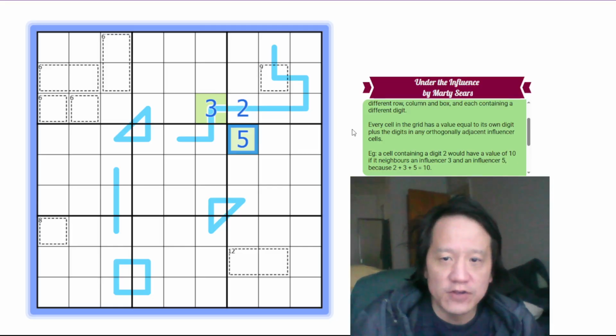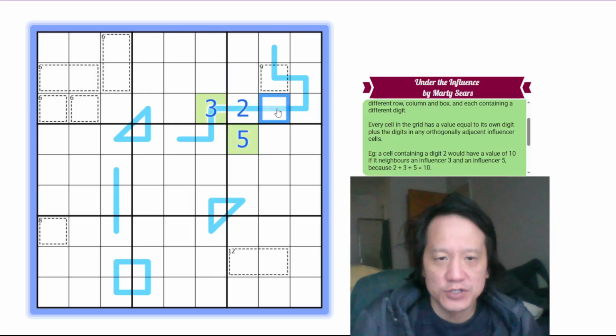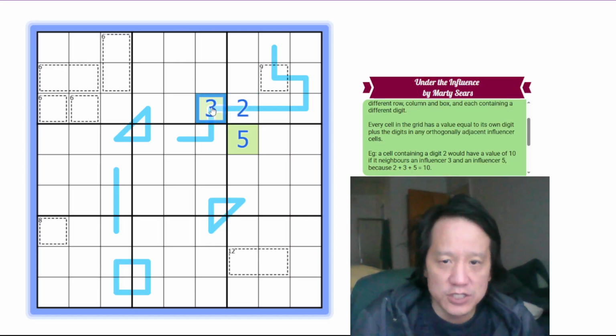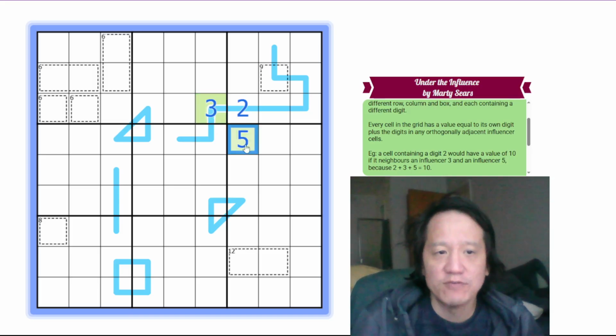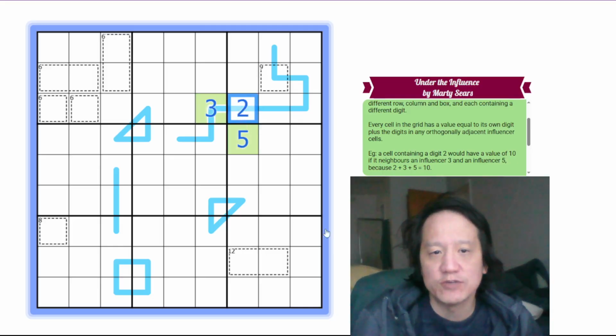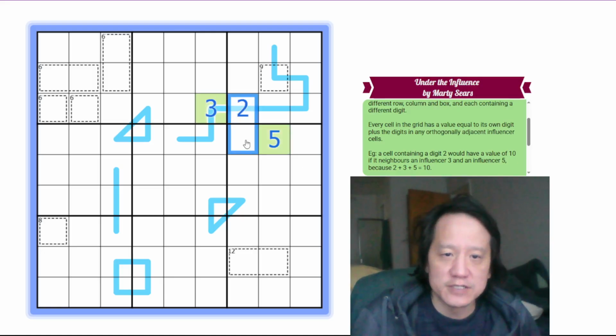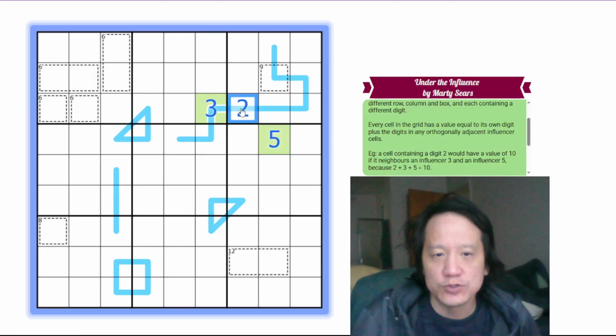So every cell in the grid has a value equal to its own digit plus the digits in any orthogonally adjacent influencer cell. Orthogonally adjacent just means sharing an edge with the influencer cell. So if you had this 2, which is orthogonally adjacent to this 3, which is an influencer cell, and this 5, which is an influencer cell, then the value of the cell would be 2 plus 3 plus 5, which is 10. However, say you had an influencer cell here. This would only be 2 plus 3 because it's not sharing an edge with this 5 influencer cell. So that's an example of how influencer cells work.